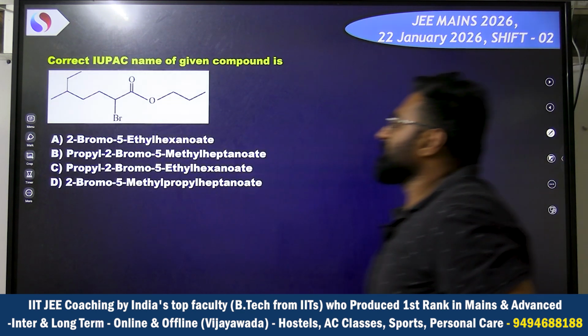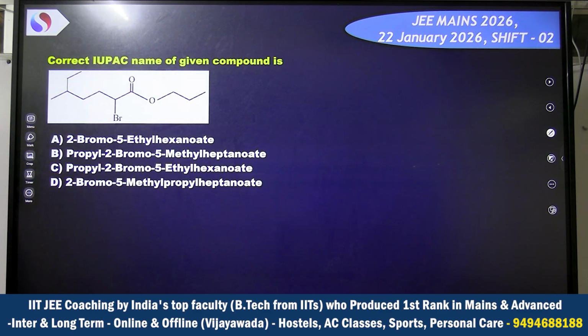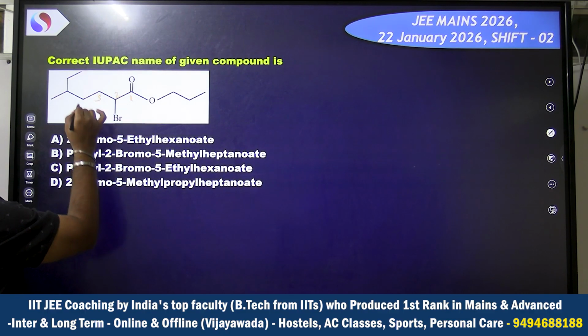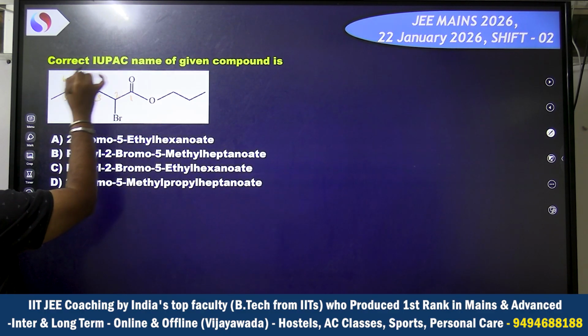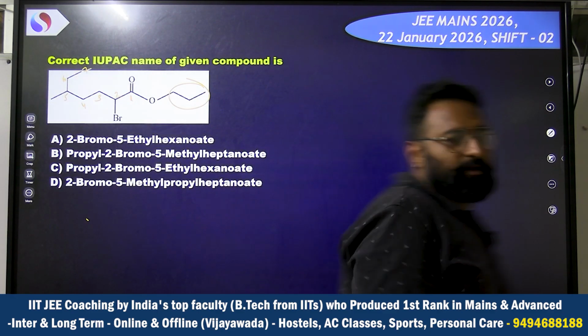Next, IUPAC name of the given compound. Bhaiya, there is nothing easier than this question. Numbering will start from here. 1, 2, 3, 4, 5, 6, 7. This is propyl. So at 1 we have propyl. Then at 2 we have bromo. Then at 5 we have methyl. And 7 carbons, so this will be heptanoate.